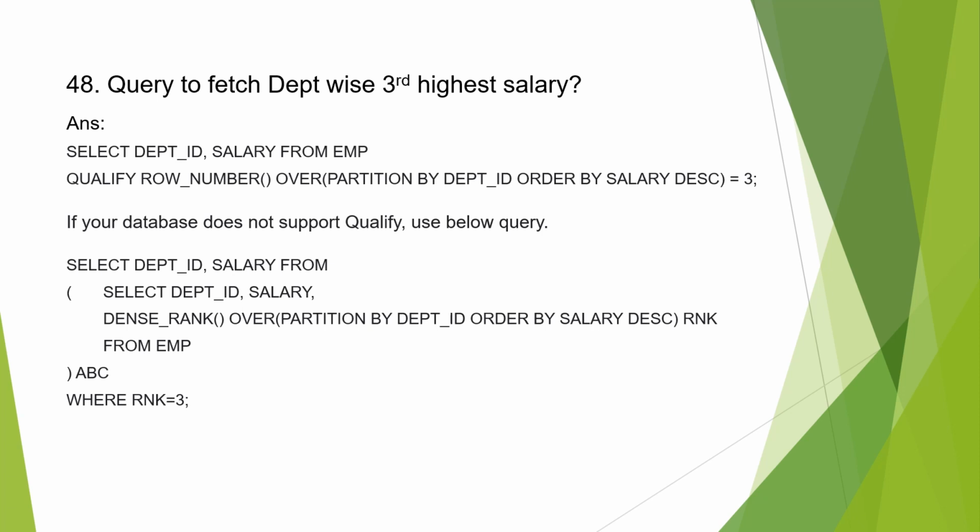So here I am calculating dense rank over partition by department ID, order by salary descending. In the outer query, I am just selecting department ID and salary from the inner query where rank equals 3. In Teradata it supports qualify, so you can simply write it in one line, but other databases like Oracle and MySQL don't support qualify, so you have to write it like this. Just remember this will work everywhere, in all the databases.